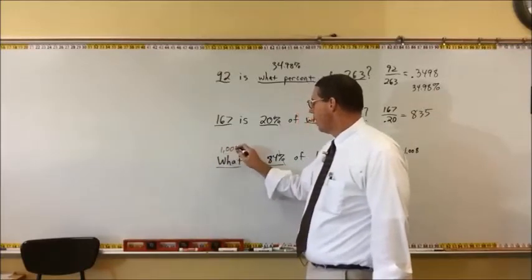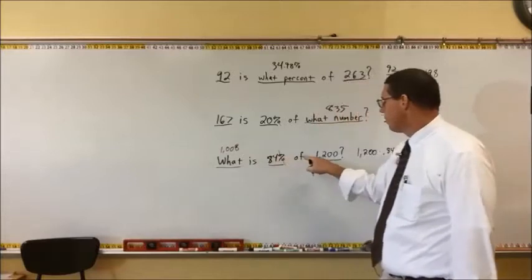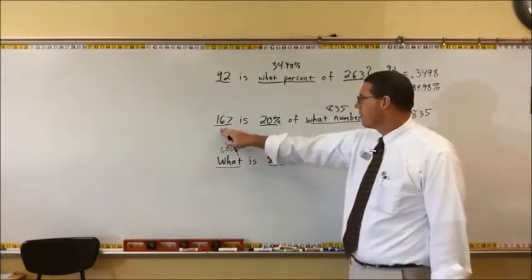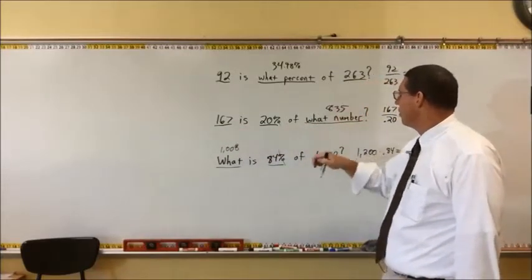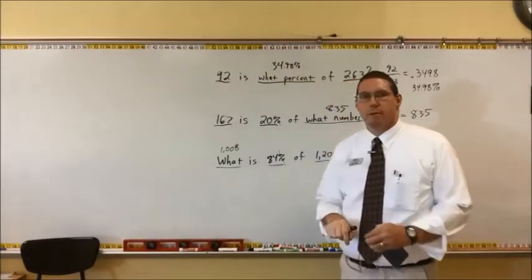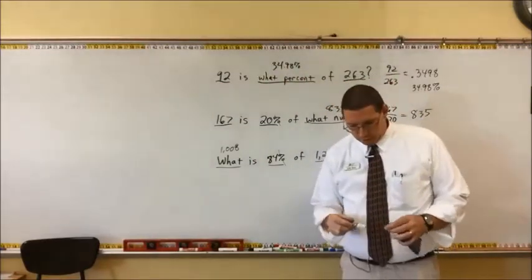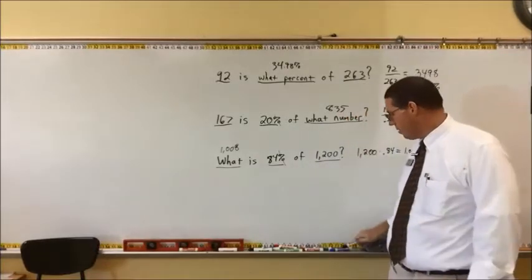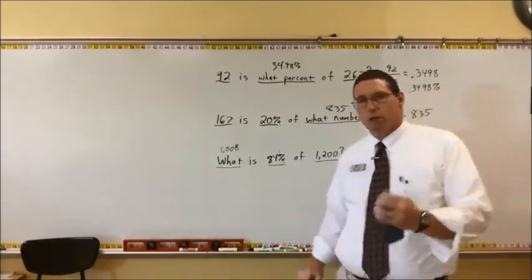So now I can say 1,008 is 84% of 1,200. 167 is 20% of 835, and 92 is 34.98% of 263. This is just sort of an introductory video on how to do these basic kinds of percentages, but let me encourage you in this.